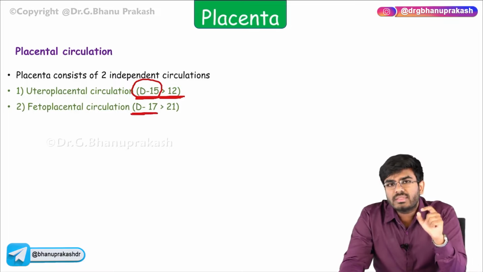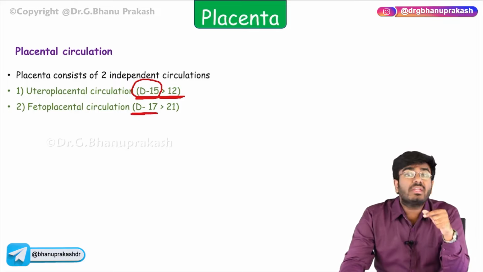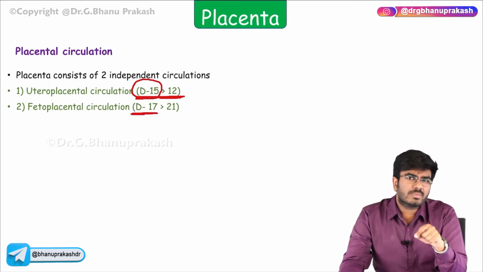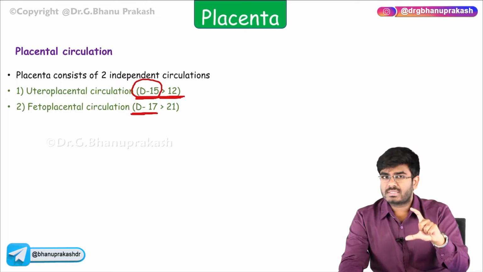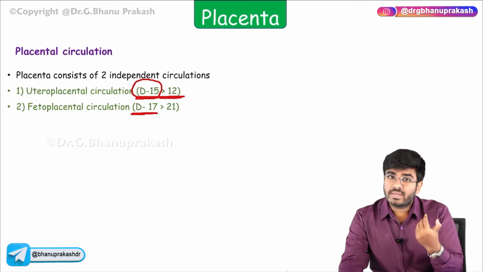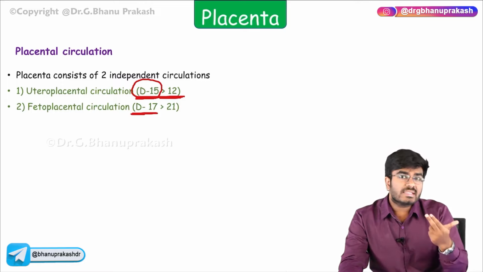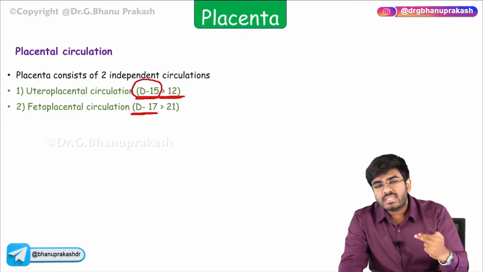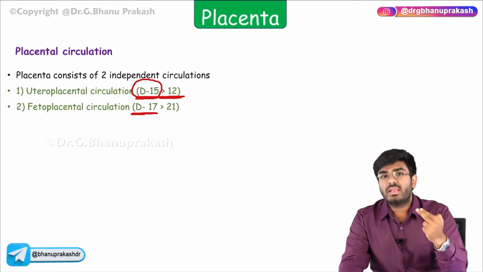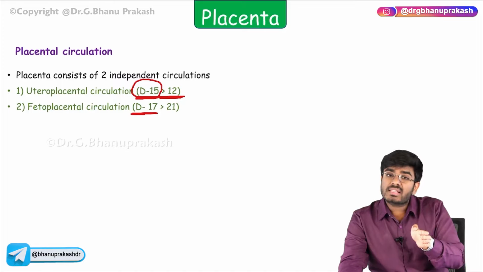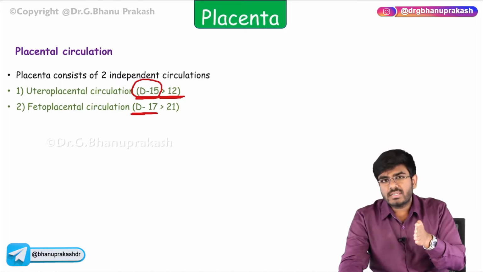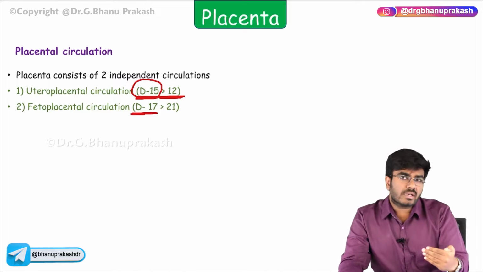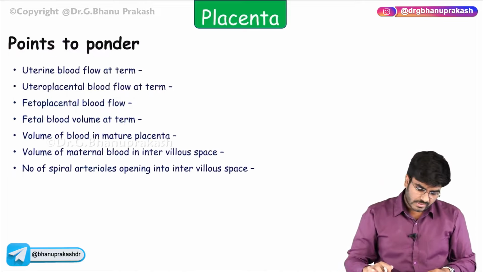Guys, could you remember that on day 17, tertiary villus is going to form? Tertiary villus means the fetal blood vessels are going to be seen in the villus. So whenever fetal blood vessels are there, it means fetal blood is coming there. So by day 17, the fetus is going to send its blood to the villi. That is, fetoplacental circulation is established on day 17. Maternal circulation, that is uteroplacental circulation, is established on day 15.